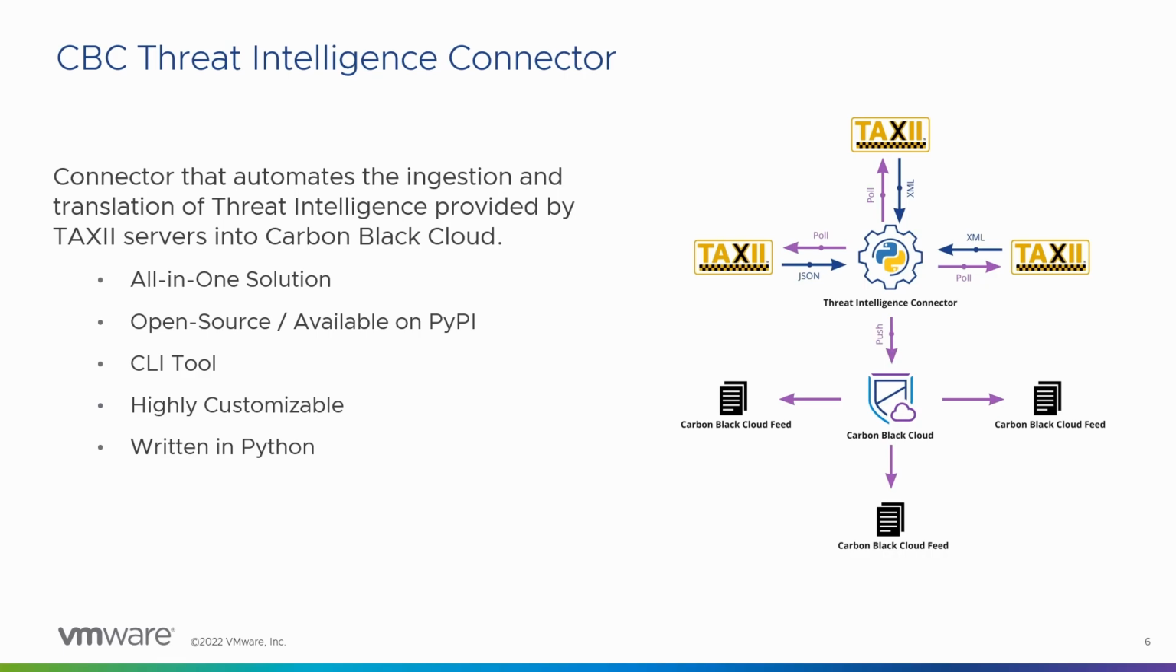The threat intelligence connector is translating them to IOCs. An IOC is an indicator of compromise, and it pushes those IOCs into the Carbon Black Cloud. Then they get distributed into different Carbon Black Cloud feeds. A more elaborate picture will come in the next slides.